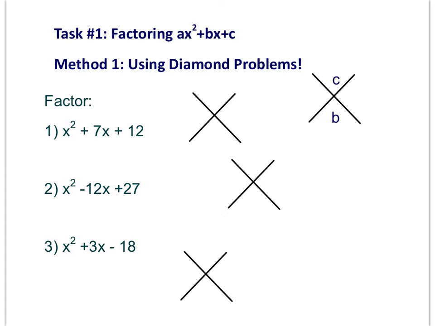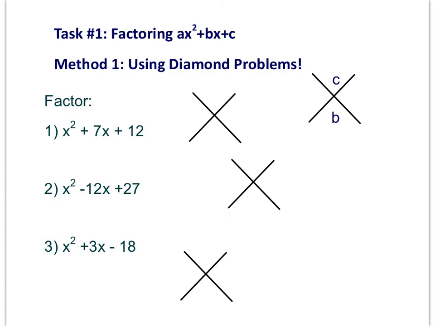So we're going to use what's called a diamond problem. This is where we're going to draw an x, and the reason it's called a diamond problem is because we could connect all of these four parts and make a diamond, or like a sideways square, or some call it even like a kite. So that's a diamond problem. Again, it's because I can connect all four numbers that I'll fill in and make a diamond.